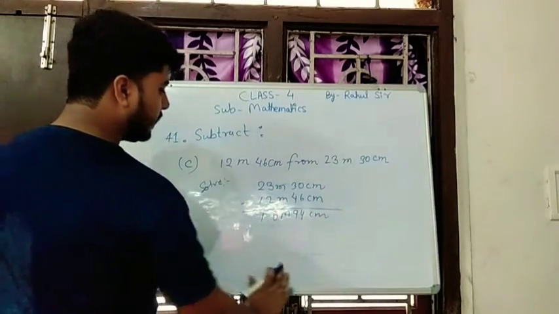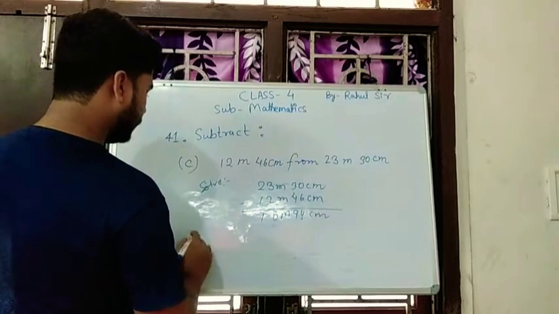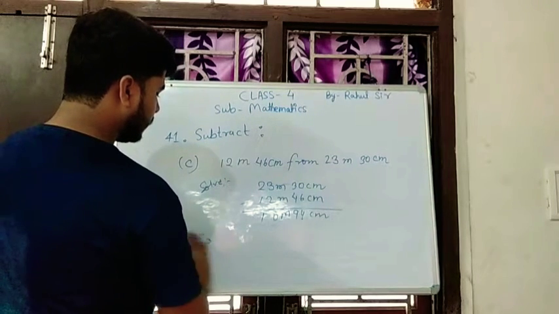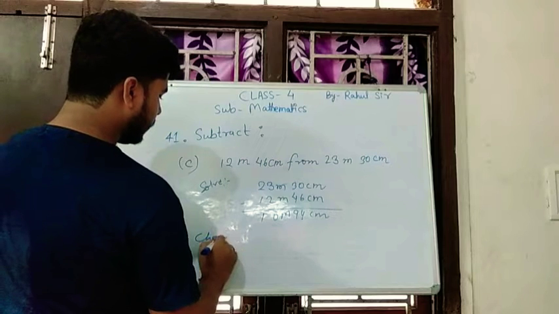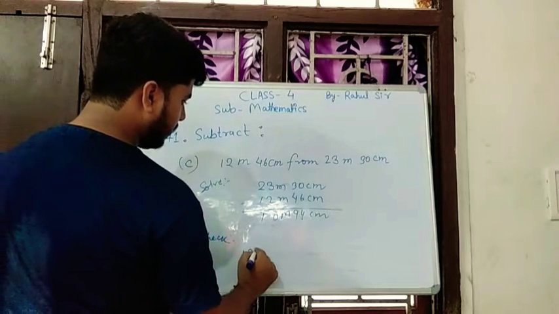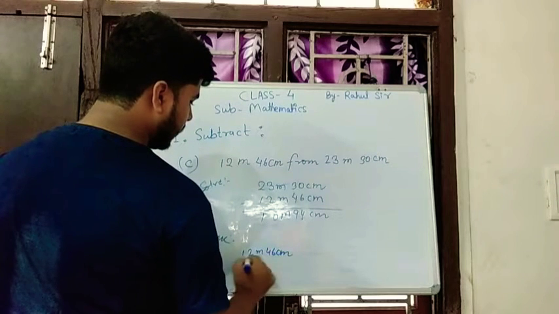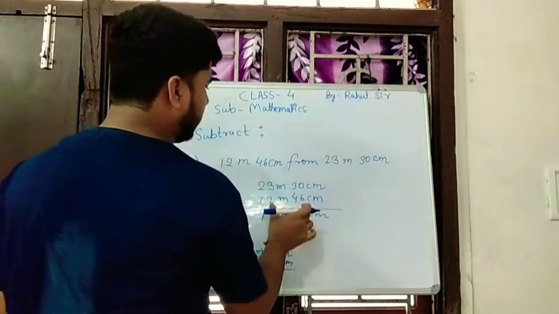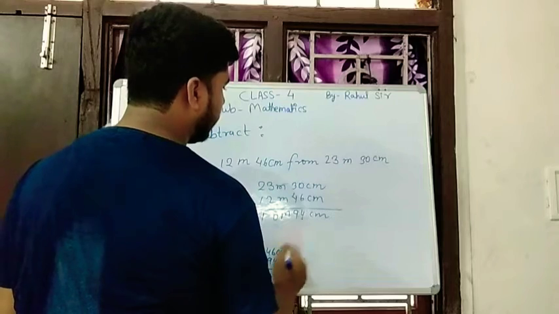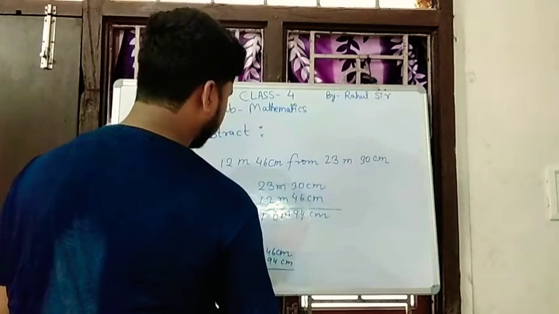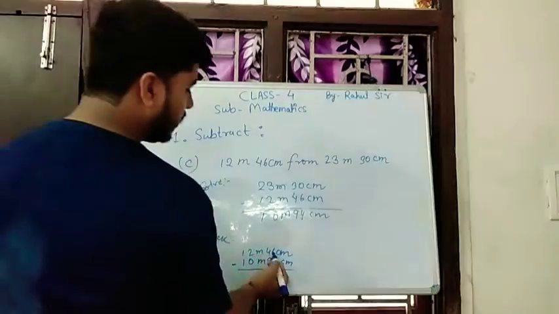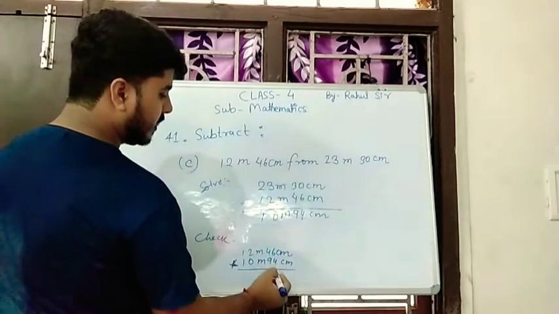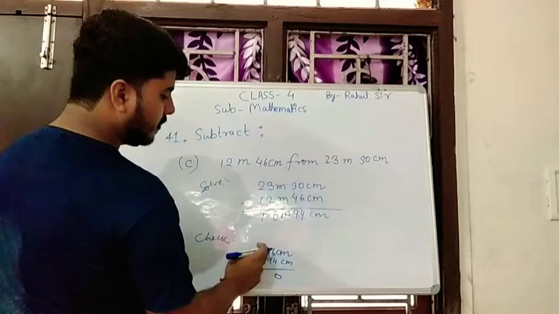So, how can we check? You know? Yes or no? If you don't know, then look at the board. Check: 12 meter 46 centimeter plus 10 meter 94 centimeter. If you will get this number, then the answer is correct. Okay. Plus. Let me check. 4, 6, 4, 10, 12, 9, 4, 13, 10, 140.